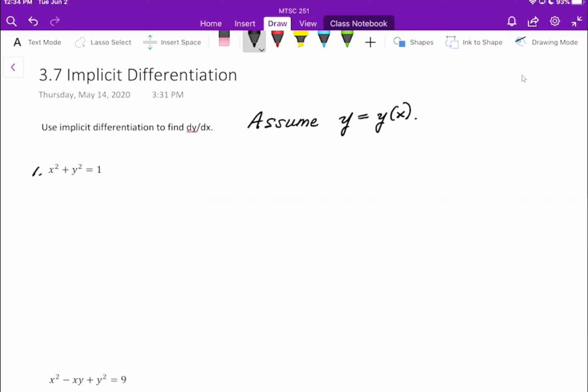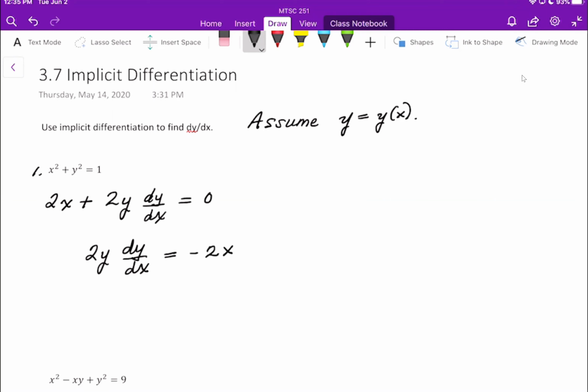So we're going to take the derivative of the entire equation. The derivative of x squared is 2x. The derivative of y squared is 2y. Then we must multiply by dy dx. And the derivative of 1 is 0. So now we get 2y dy dx is equal to minus 2x.